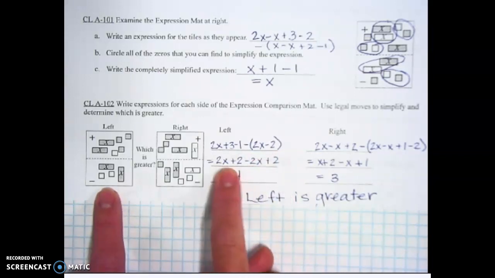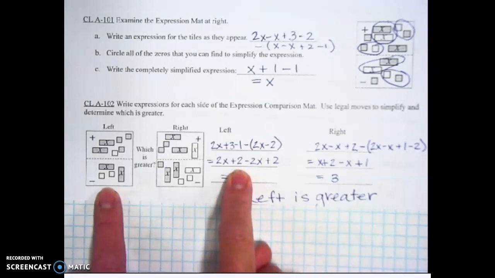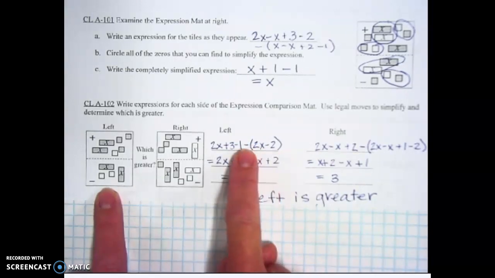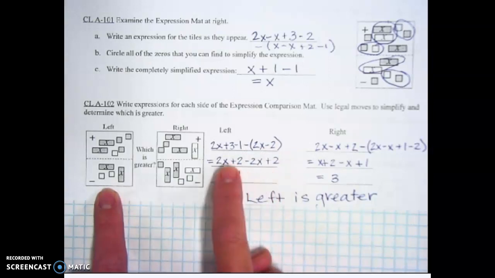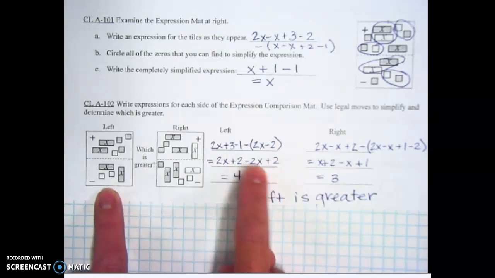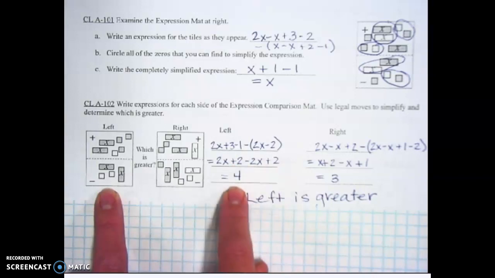So I simplified that to 2x, combine those two to get 2, minus 2x, and then subtracting a negative would be plus 2. So 2x minus 2x is 0, and 2 plus 2 is 4. So I have 4 on the left.